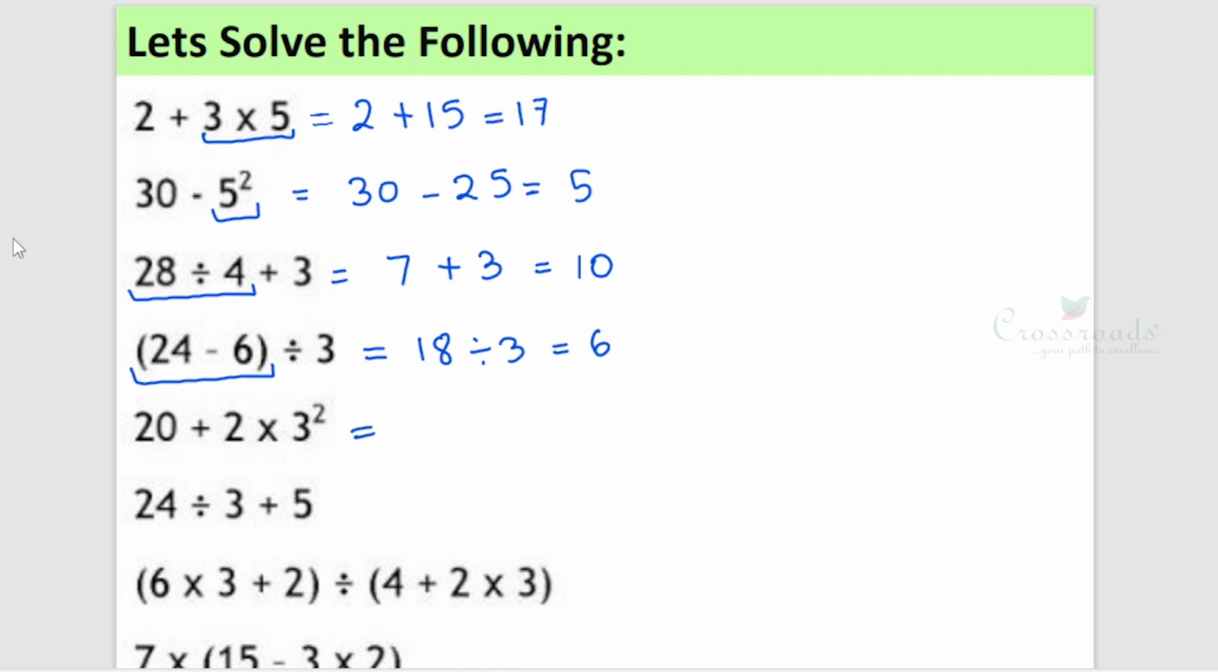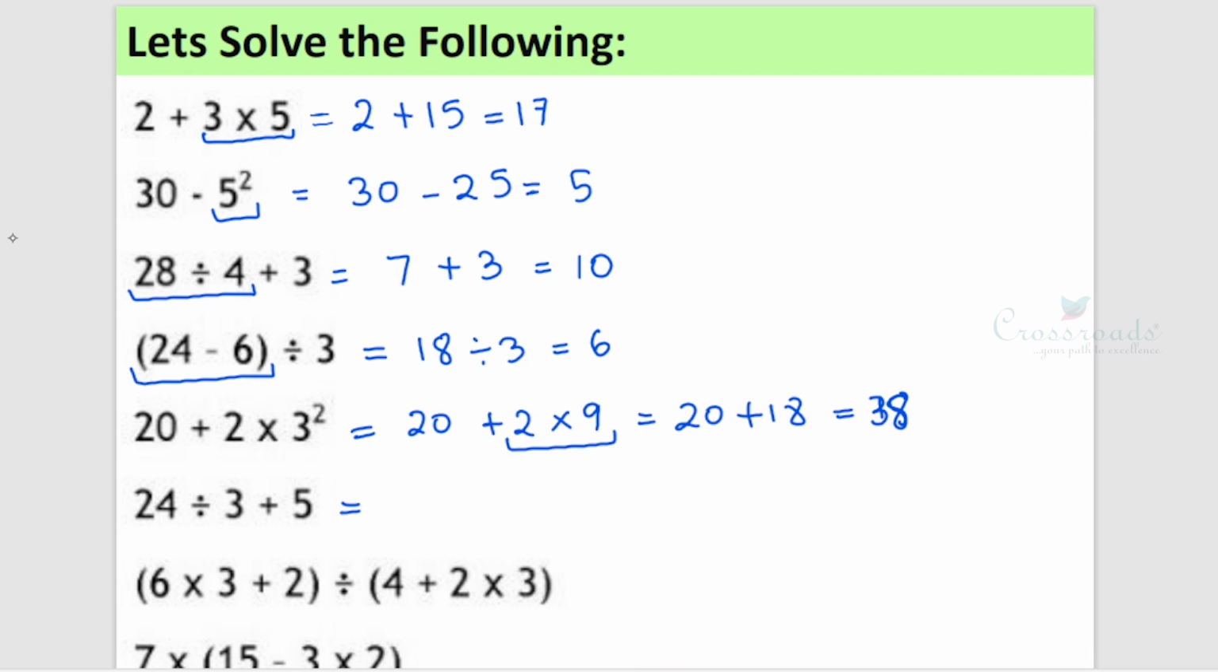Next one we have 20 plus 2 into 3 square. So it is 20 plus 2 into, we need to solve the 3 square. So 3 square is nothing but 9. Once this is done, we do the multiplication part. So 20 plus 2 into 9. So it is 20 plus 18. Answer will be 38.